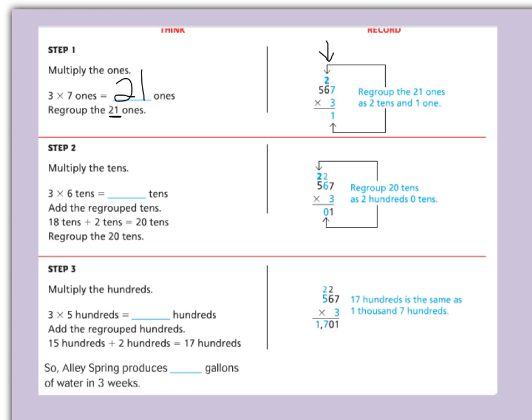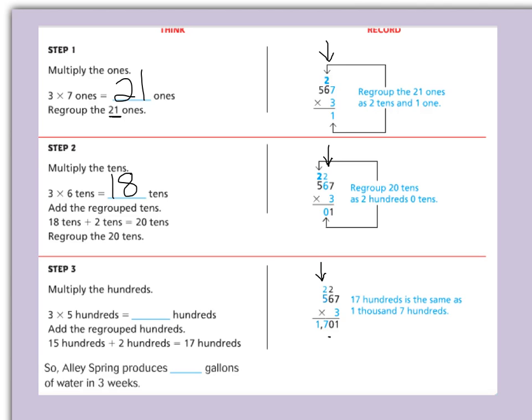So now I have 3 times my 6 tens, and that will give us 18 tens. Now I have to go back and remember that I already had these 2 tens from the 21 ones. So I'm going to add the 18 tens that I just had and the 2 tens that I carried, and that's going to leave us with 20 tens. Now I'm going to have to regroup 20 tens. So 20 tens is the same thing as 2 hundreds. So I'm going to put a 2 in the hundreds, and I have now a 0 in the tens place.